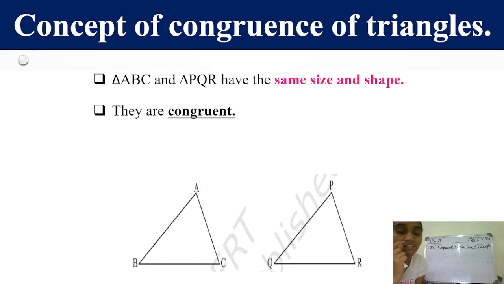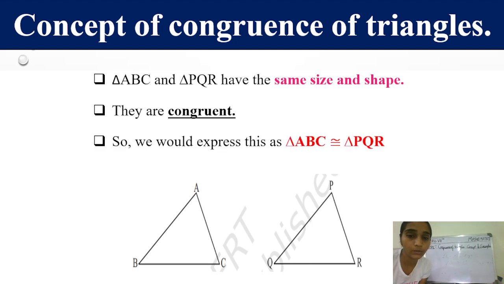Now students, if they have the same shape and the same size, what will we say? Yes, we will say that triangle ABC is congruent to PQR. They are congruent and we express this by putting the congruent symbol between the two triangles, which is triangle ABC congruent to triangle PQR. Very good students.